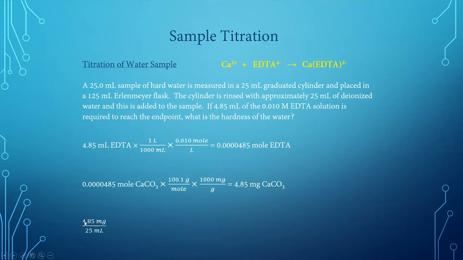We now know then that there are 4.85 milligrams of calcium carbonate in 25 milliliters. We need to know how many milligrams there are in a liter. So we'll simply convert the milliliters into liters, and that comes out to be 194 milligrams per liter, or it's commonly referred to as 194 parts per million. Because a liter of water weighs 1,000 grams, and so 1 milligram is 1 millionth of that, thus the term parts per million.